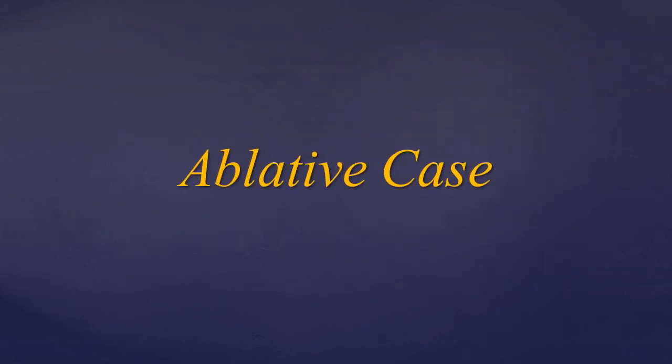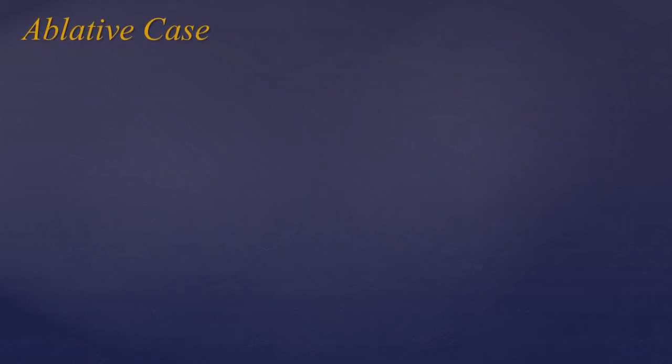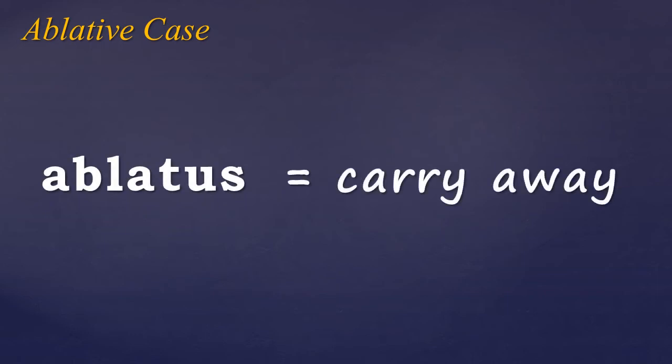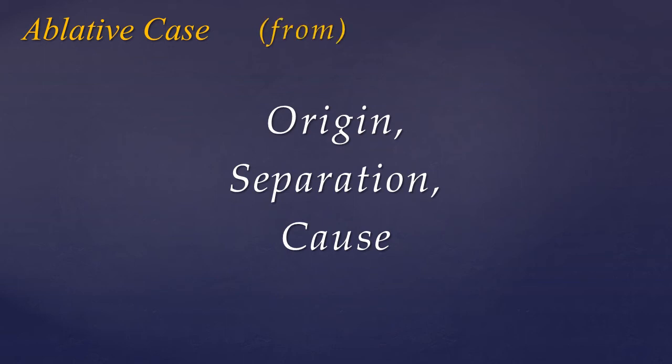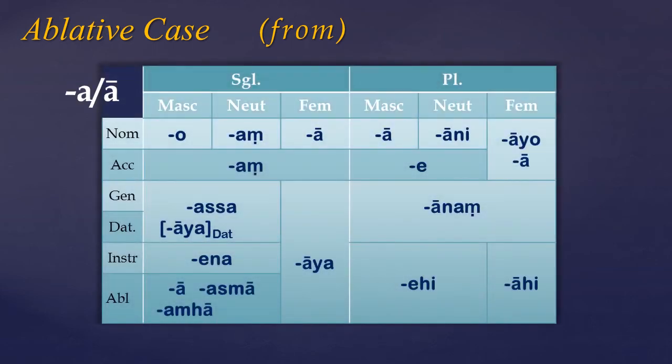Okay, next we come to the ablative noun declension. The term ablative comes from the Latin ablatus, meaning to move away from or to be carried away. And essentially it indicates origin, separation, or cause. In Pali it's sometimes referred to as the fifth case, and its meaning is very similar to how English uses the preposition from. So let's first look at its formation.